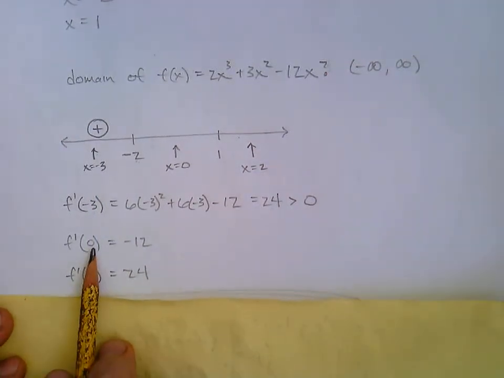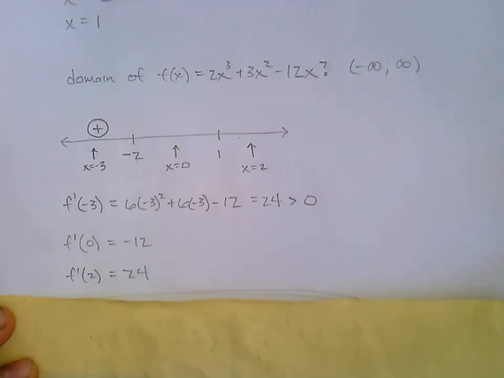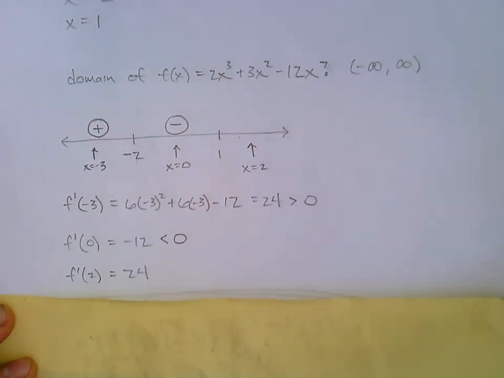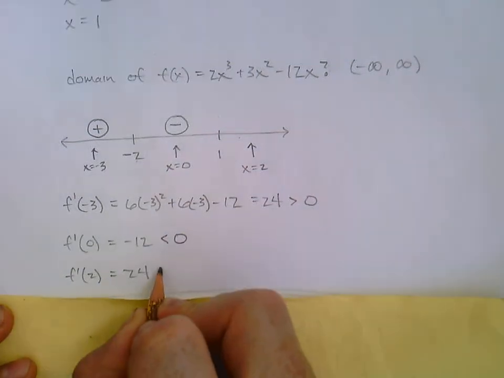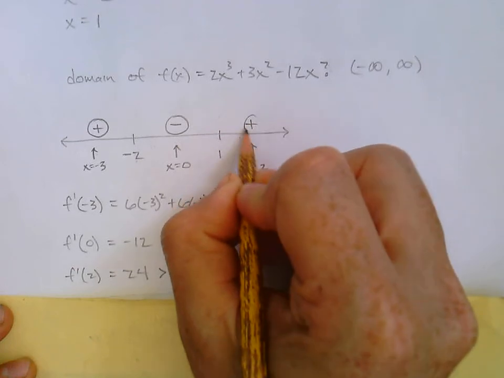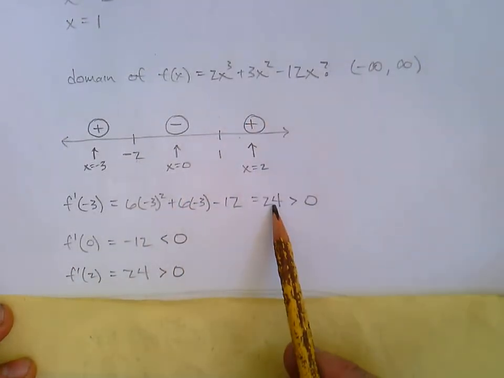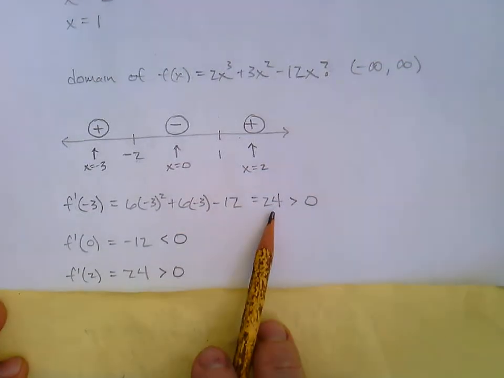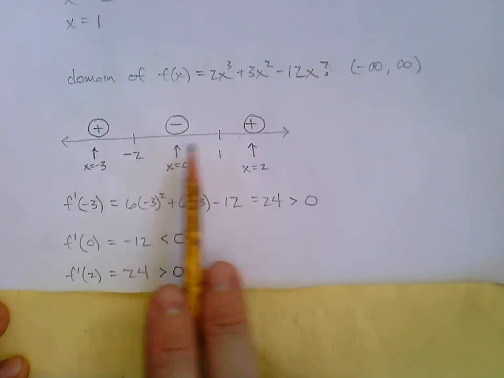Let's go on to f prime of 0. That turned out to be negative. Not so important that it's negative 12, just that it's negative. So I'm going to put a big minus sign right there, and I like to circle it. And then we went back to positive for f prime of 2. It came out to be positive 24, so I'm going to put a big plus there. Also, no coincidence that we got this symmetry, that's fairly common, that we got 24 again. But the point is positive, negative, positive.